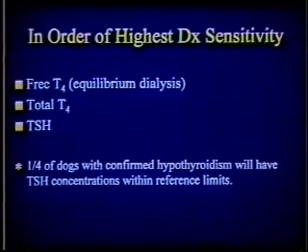As far as diagnosing hypothyroidism, we can use the free T4, and that would be determined by equilibrium dialysis as being the most sensitive test. You could also use the traditional T4, and you could also use the TSH level. But the problem we have with the TSH is that approximately a quarter of the dogs with hypothyroidism might have normal TSH instead of the predicted increased amounts as we would see brought about by the impairment in negative feedback inhibition.